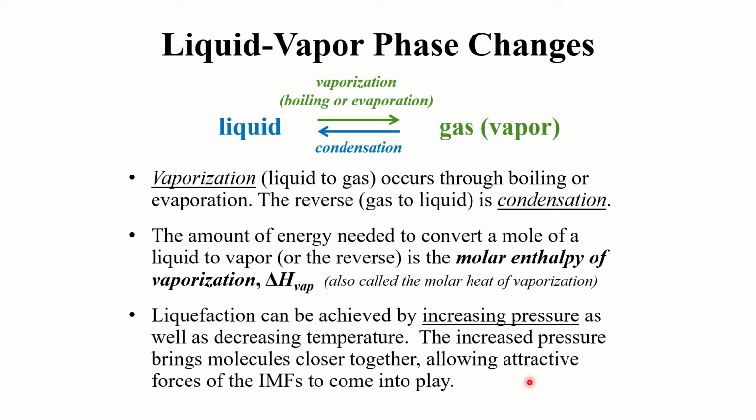Now, liquefaction can be achieved by increasing pressure as well as decreasing temperature. The increased pressure brings molecules closer together, allowing the attractive forces of the IMF to come into play. The math problems we're going to look at are just going to be looking at temperature changes by adding or removing heat, but it is important to note that you can liquefy something from a gas by simply compressing it, by increasing the pressure.